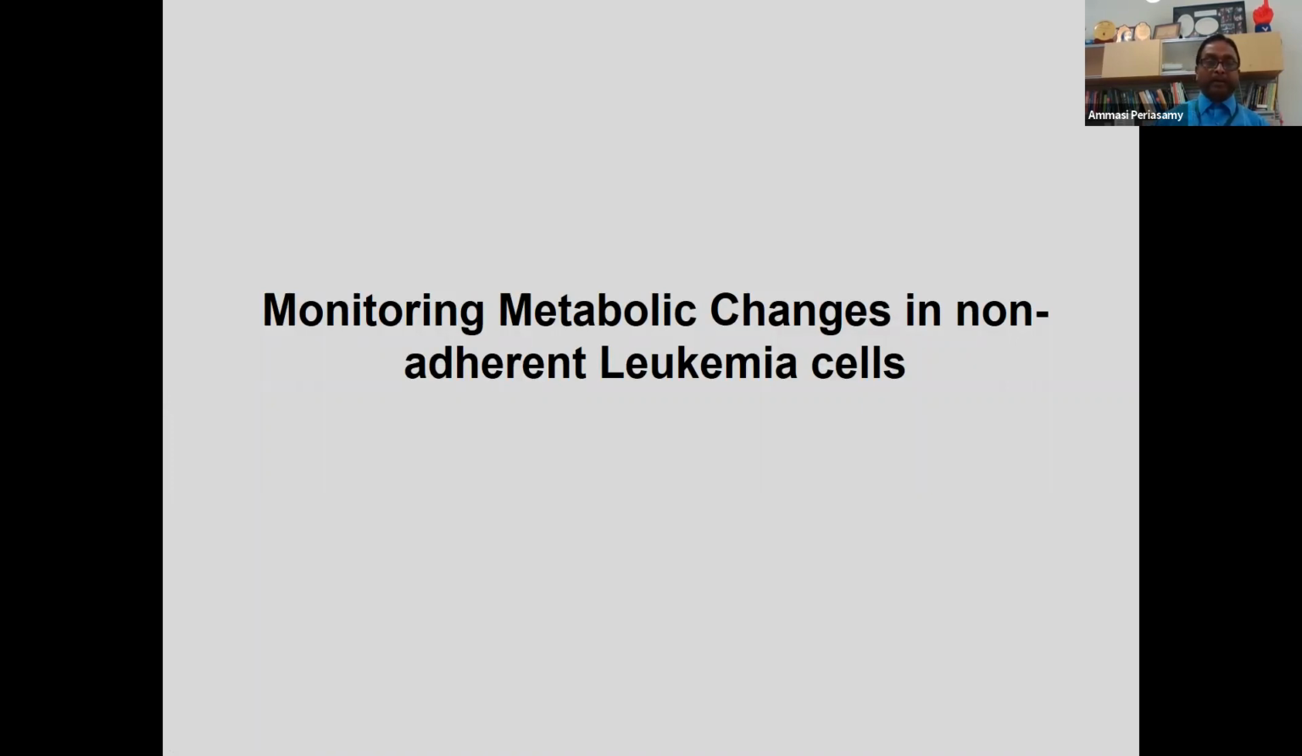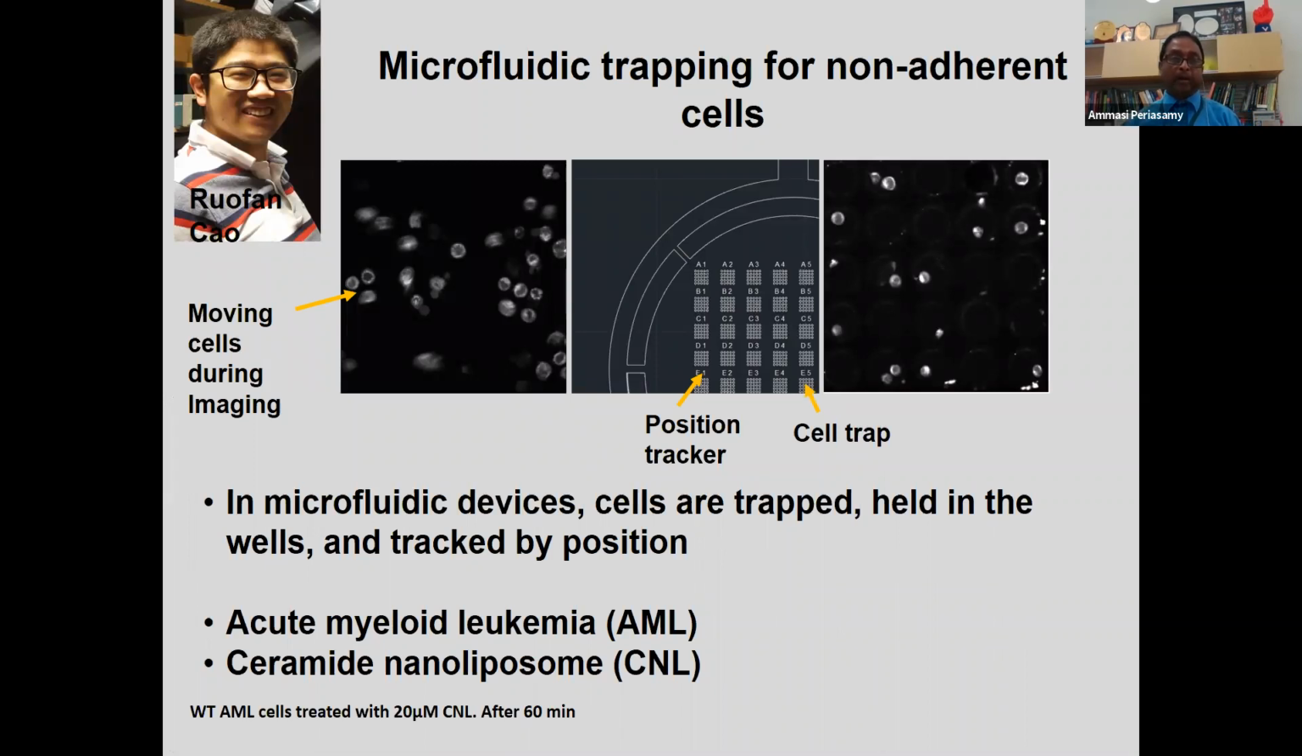Monitoring metabolic changes in non-adherent leukemia cells. Non-adherent means it will not stick to the cover slips. So if it is not sticking to the cover slip, we cannot image it. So we went ahead and figured out a microfluidics array. It also has a position marker, so you can track the position. It also traps the cells. That means you can add the drug, keep it in the incubator and bring it back, and you can follow the position and again study with time how the drug response takes place in the leukemia cancer cells.